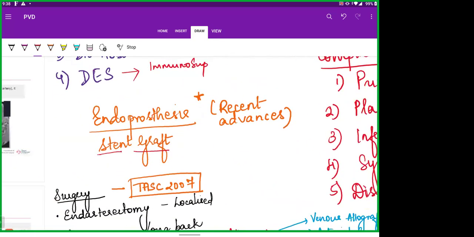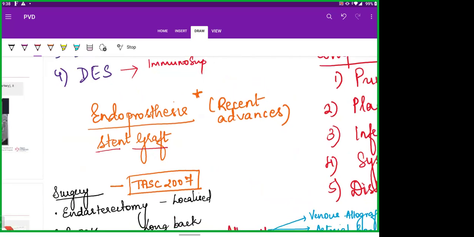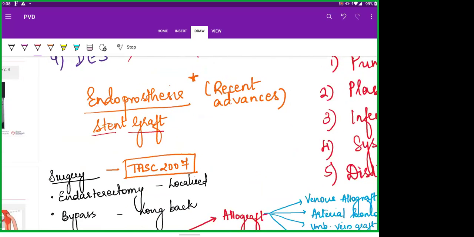These are stents which are superimposed with the graft, and they are made up of polyester. And these are very useful in case of an AV fistula, aneurysm, and also in case of a long segment occlusion. Suppose you have an entire popliteal and tibial vessel blockage. So this kind of stent with the graft, that is called an endoprosthesis, can be used in case of a long segment occlusion.